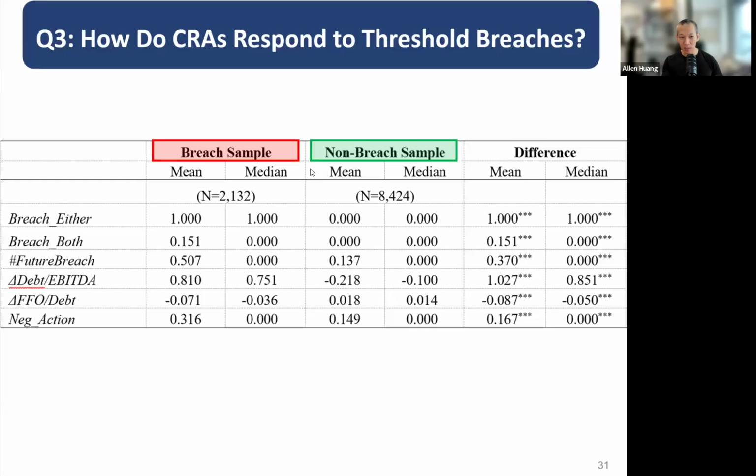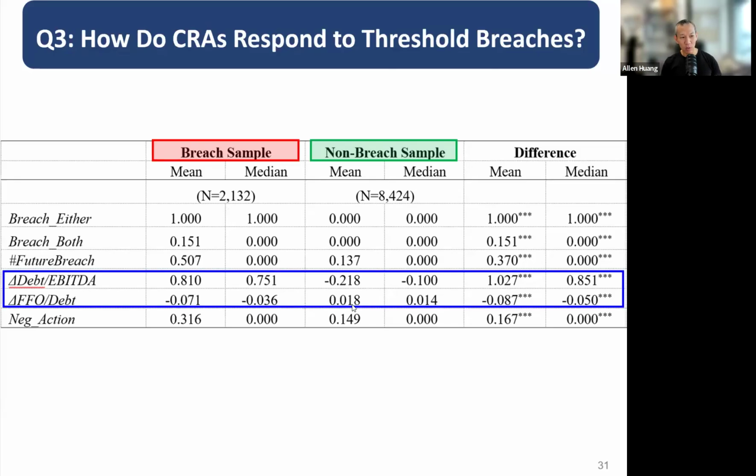And then year T, so basically a few months later, the firm has another financial report. Based on that financial report, we can calculate the updated ratios and whether that updated ratio breached the thresholds here. So we separate it into two samples. One of them is the breach sample, one of them is the non-breach sample.